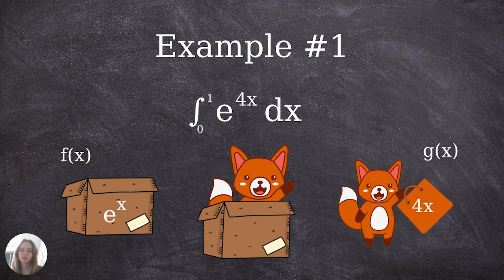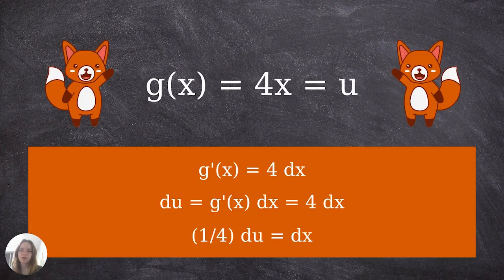Let's do some examples. Our first example is the integral from 0 to 1 of e to the 4x dx. In this case, our larger equation, our box that contains the smaller equation, or our f of x, is e to the power of x. Our smaller equation in this case is 4x because it replaces the x that would usually be in the exponent of e to the power of x. So the box, or f of x rather, is e to the x, and the fox, or g of x rather, is 4x. Now we take out our g of x, which is 4x, and we say that will be our u. Then the derivative of 4x is simply 4, so the derivative of u is du, or 4 dx.